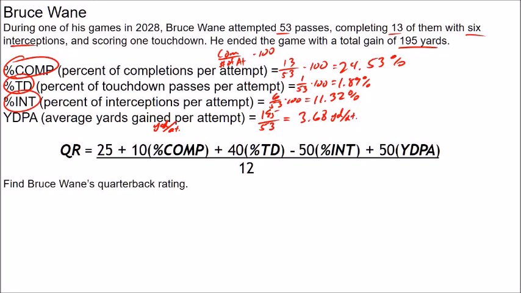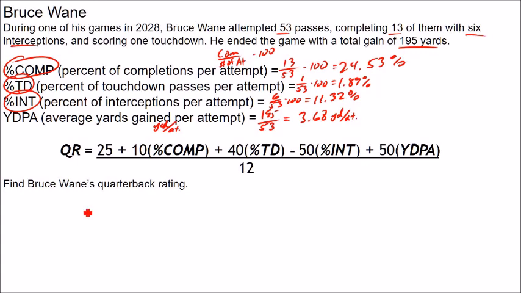All right, so now we got each one of the components. Now I can plug them in where they're supposed to be. So notice this one is the percent complete, the percent touchdowns, percent interceptions, yards per attempt. Now in this one, normally I say you don't use a percent in a calculation. However, this one is specifically calling for a percent. So this is one of those few times that you'll actually use a percent in your calculations.